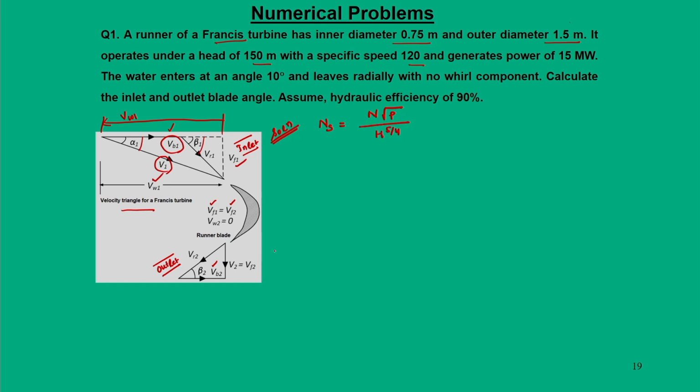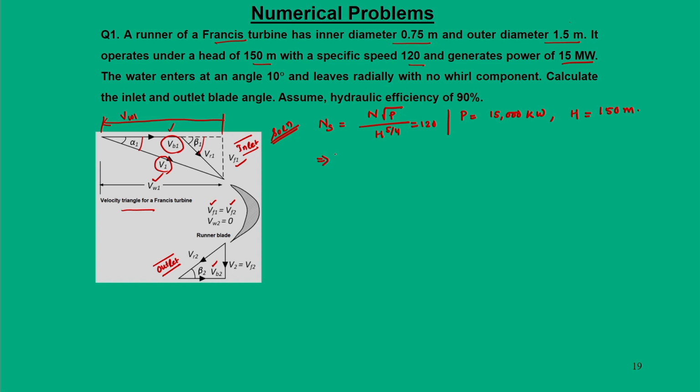Now, while using these expressions, one must ensure the power should be in kilowatt. So, here it is producing 15 megawatt. So, you have to make it kilowatt, that is 15,000 kilowatt, and H should be in meter, and here H is equal to 150 meter. Now, inserting this number, and that specific speed here is 120.